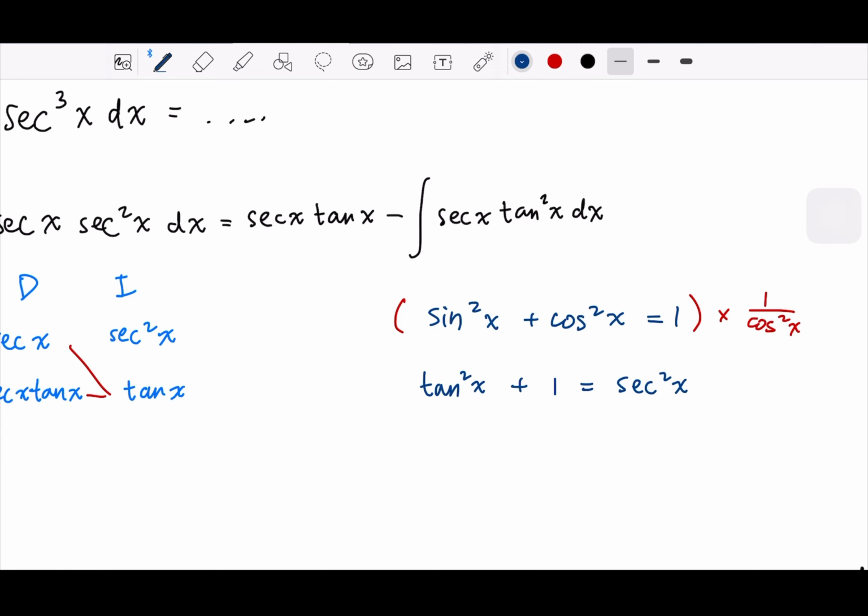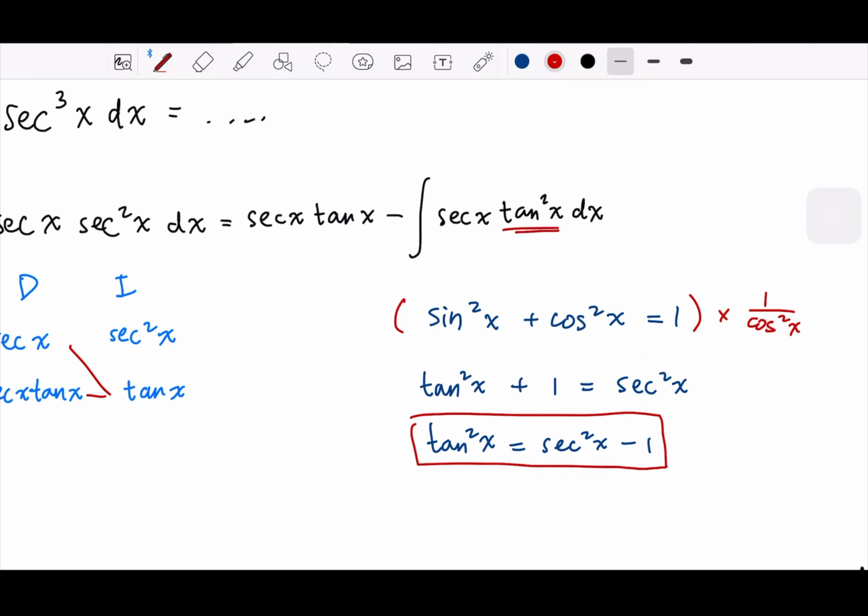Okay. And now we can exchange the tangent squared with secant squared x minus 1. Now let's try to substitute this part. So substitute this tangent squared. Now you will see that this will be secant squared minus 1. If we substitute here and multiply with this, we will get secant cube and secant x. Secant cube is our question, so we can move that to the left. Secant x, we already finished off at the previous questions, right?